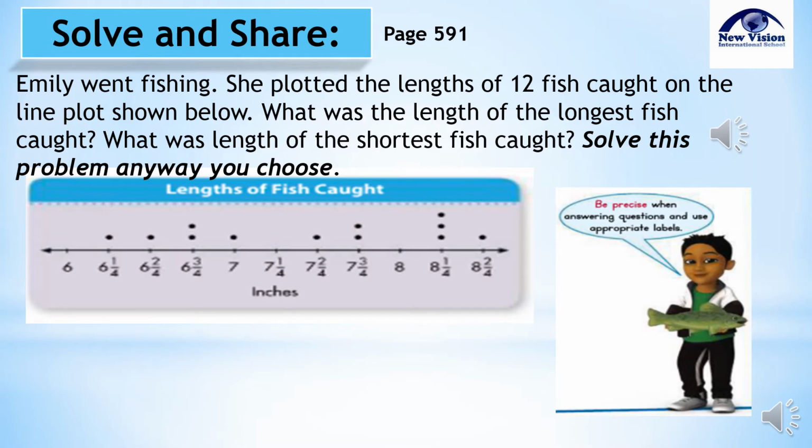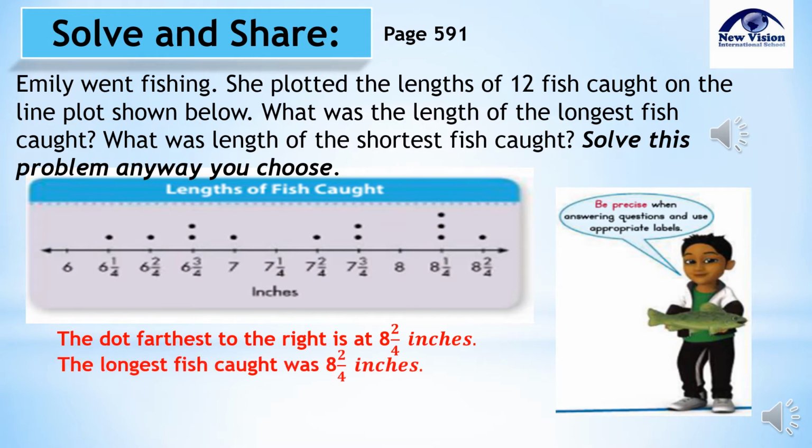Again, what was the length of the longest fish caught? Answer. The dot farthest to the right is at 8 and 2/4 inches. Therefore, the longest fish caught was 8 and 2/4 inches. What was the length of the shortest fish caught? Answer. The dot farthest to the left is at 6 and 1/4 inches.